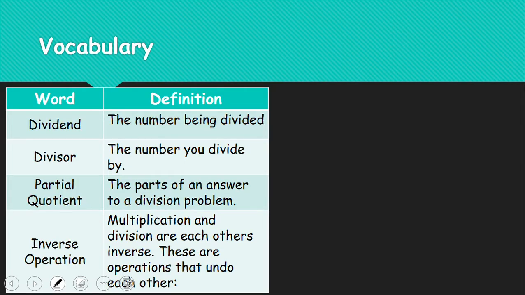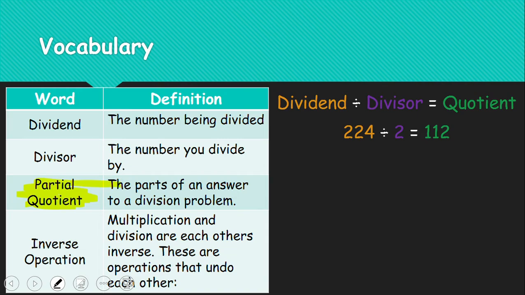All right, so the vocabulary terms are still the same. I just changed one of them, which is the partial quotient. This one should definitely be written down. But we have the dividend, which is the number that's being divided. And it's just important to get used to knowing these vocabulary terms for division. We have the divisor, that's the number that you divide by. And then here you can see what it looks like written out. You have your dividend divided by your divisor equals your quotient. And your quotient is your answer to a division problem. And here's just an example: 224 divided by 2 equals 112.